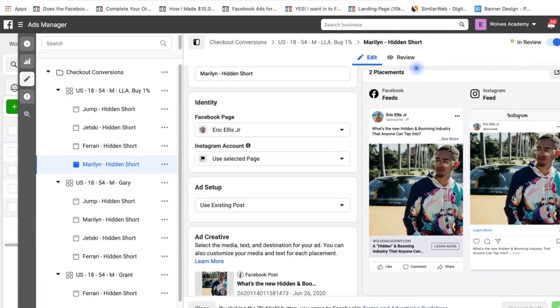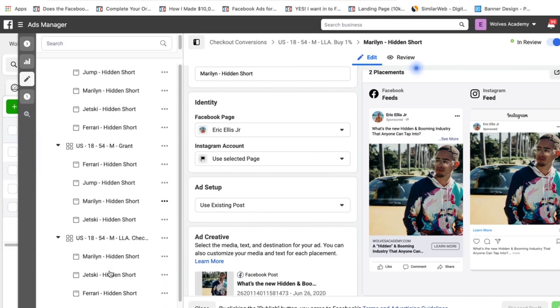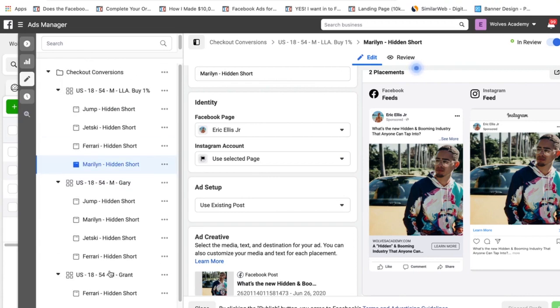Now, see the Marilyn Monroe hoodie, but if you notice, literally the headline and the actual ad copy is the same, and every single one of these ads is going to be an existing post. So Maryland, if I continue to scroll, these are all the same ads, right? But they're being sent to different audiences because we want to see which audiences convert the best.